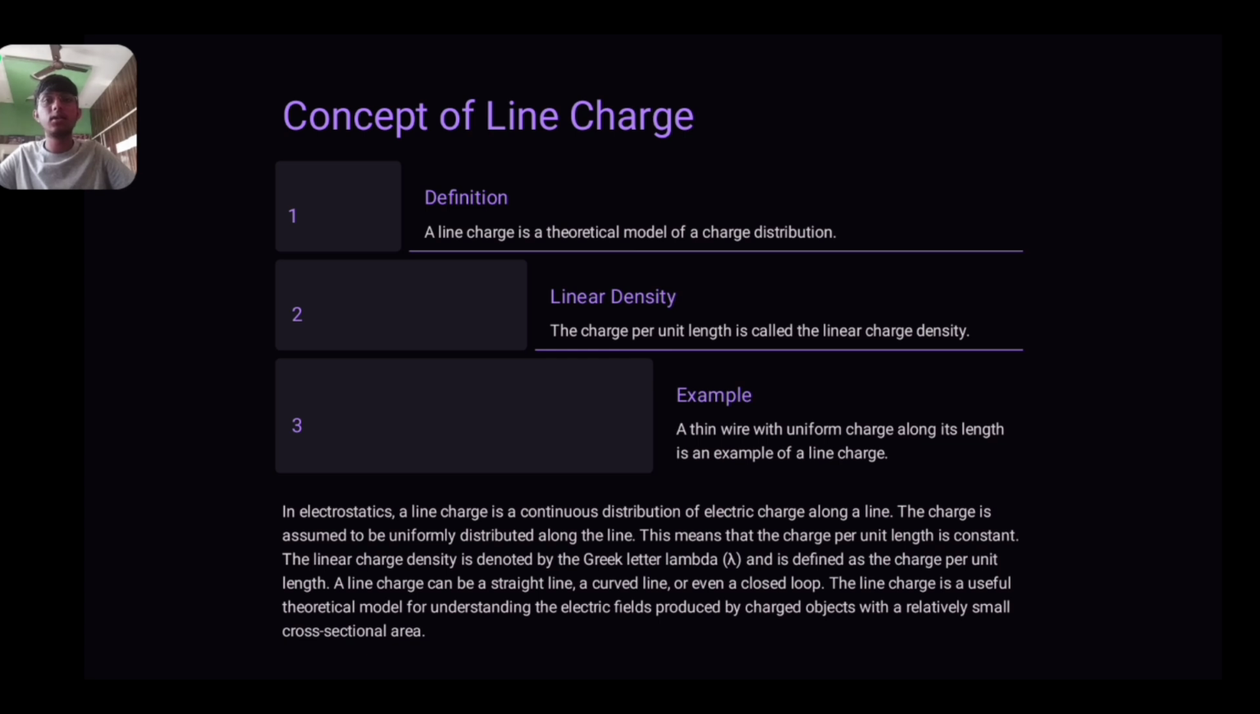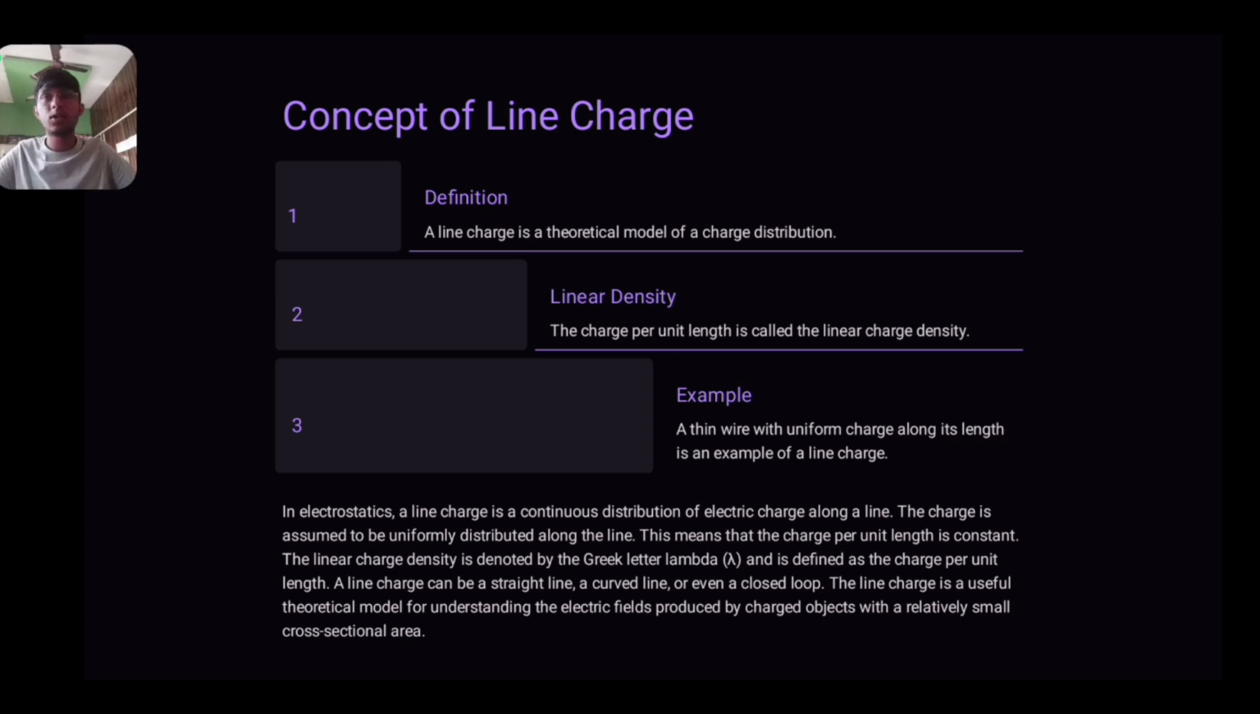The linear charge density is denoted by the Greek letter lambda and is defined as charge per unit length. A line charge can be a straight line, a curved line, or even a closed loop. The line charge is a useful theoretical model for understanding the electric field produced by charged objects with a relatively small cross-sectional area. These are the concepts of line charge. Let us discuss the characteristics of line charge.